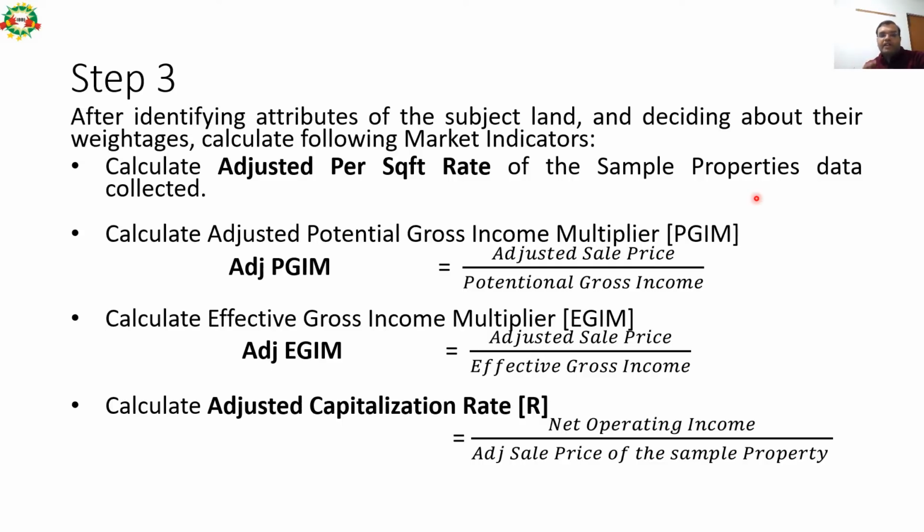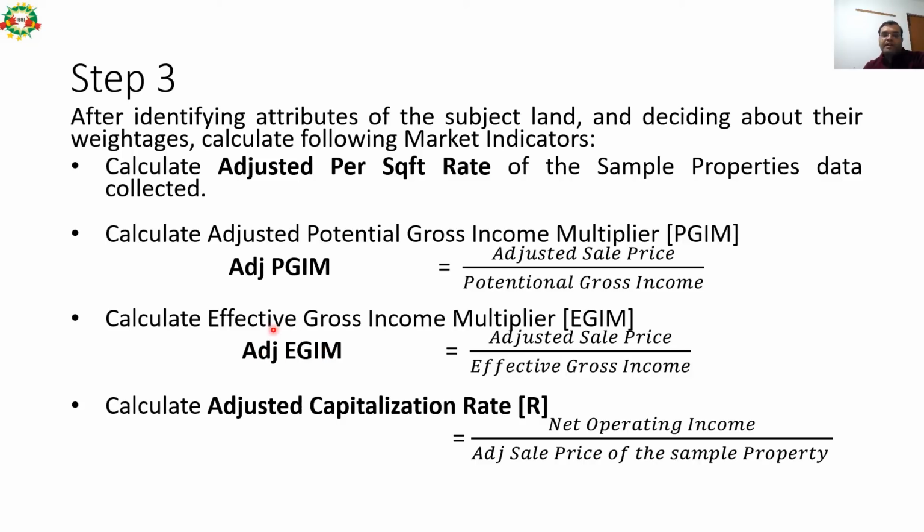Then we have to calculate the adjusted potential gross income multiplier. In short form it is called PGIM. So how to calculate adjusted sale price? The adjusted sale price we will get from here: adjusted per square feet rate into area, and then potential gross income. This we calculated in step number 2, right, for each property. So for each of the sample properties we have to calculate adjusted PGIM.